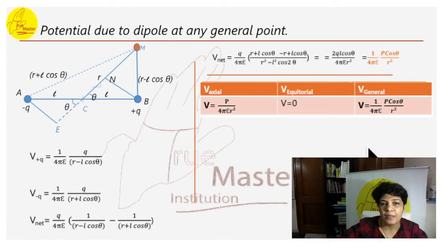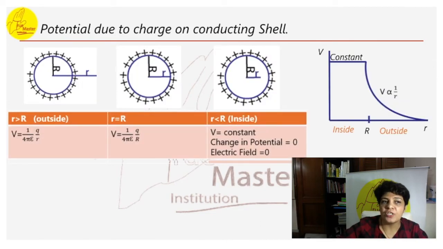Now we'll be covering potential due to charge on a conducting shell. From electric field, I have explained to you what a shell is. A shell is basically a sphere which is hollow from inside, it's empty, and there is no charge. So all the charges are on the surface.